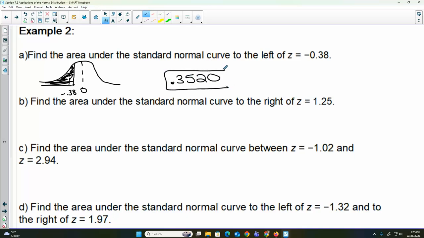Where's that at on the table? So why do you go here, since it's like 0.38? The 8 is the second decimal place, so it's across the top. Okay. Other questions?